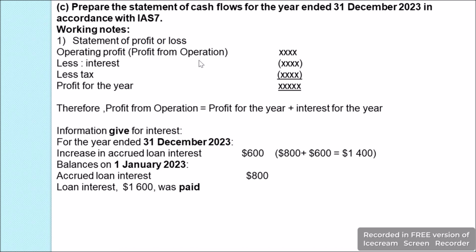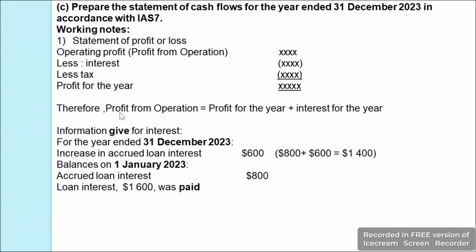You see, profit from operation is the operating profit which we calculate in the statement of profit or loss. In the statement of profit or loss, we calculate the operating profit, and from there we subtract the interest and the tax, and then we get the profit for the year. We know the profit for the year as we have calculated in bit B of the question. So now we'll get the operating profit by transposing interest and tax to the other side of the equation. And here we don't have tax, so we'll just transpose the interest to the other side.